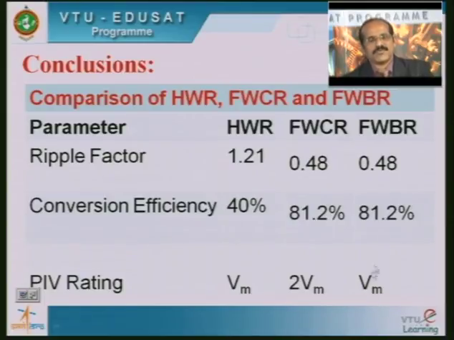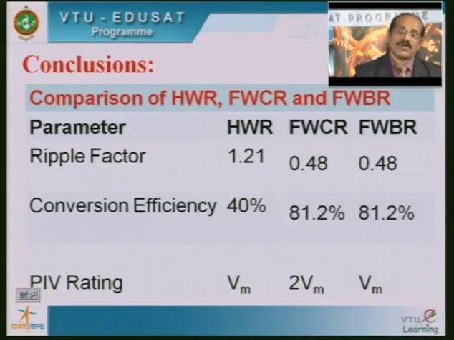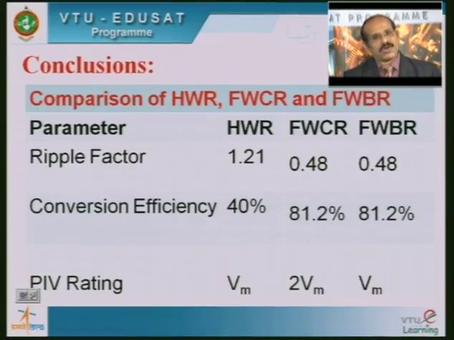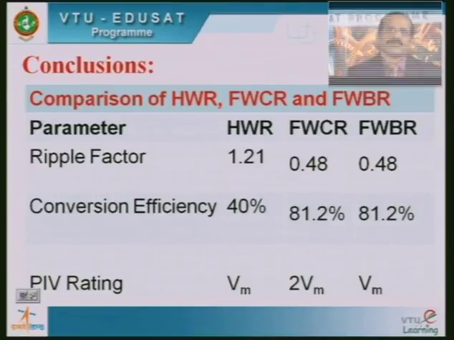Therefore, the conclusion is that compared to the half wave rectifier and the full wave center tap rectifier, the full wave bridge rectifier provides less ripple factor, more conversion efficiency and less PIV rating. It is preferred compared to the other two types of rectifiers.